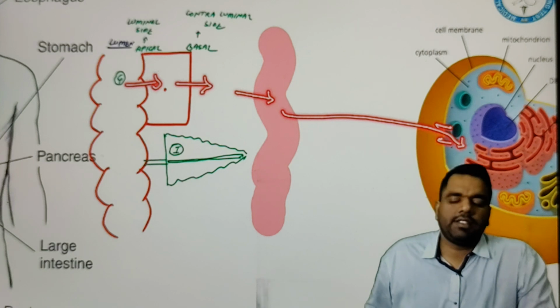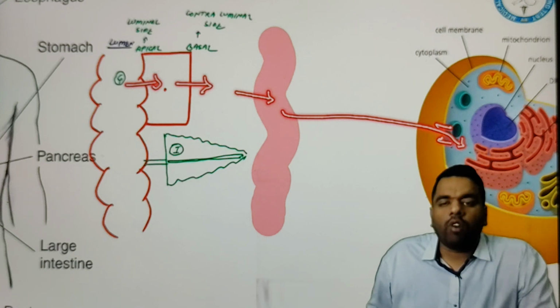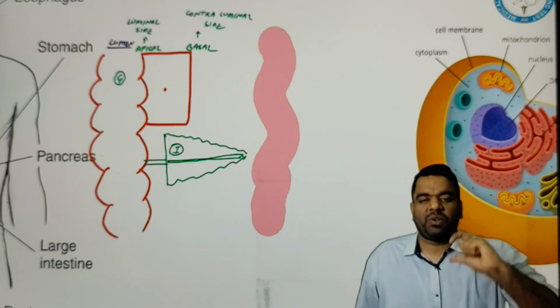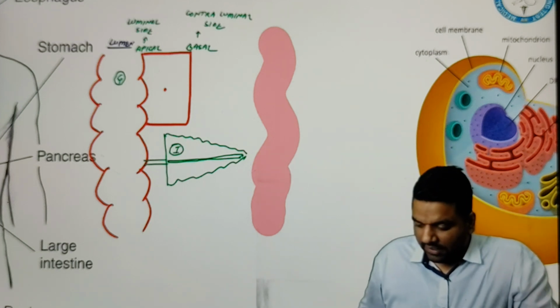We know the cell membrane is made up of protein and lipid. This glucose is water soluble, so definitely it will cross via the protein layer. And this protein layer actually has channels for the glucose. And these channels are called GLUT, which we call glucose transporter, or also called SGLT, right?